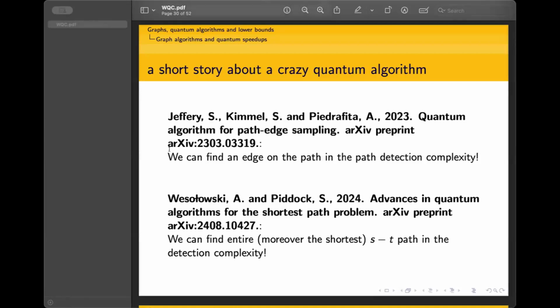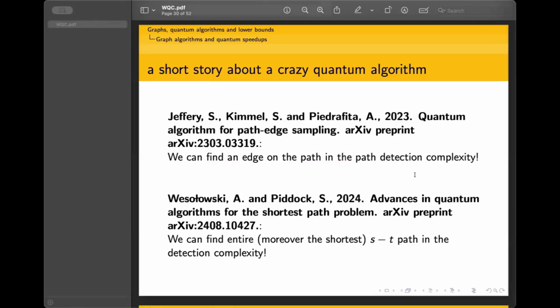But this paper by Stacy Jeffrey was a big breakthrough, and we basically used a lot of ideas from their paper to improve upon it. So this is a short story about this crazy quantum algorithm, because as you saw, for 10 years there have been literally no works showing any progress whatsoever on whether you can extract some more information about the path in this very low complexity.